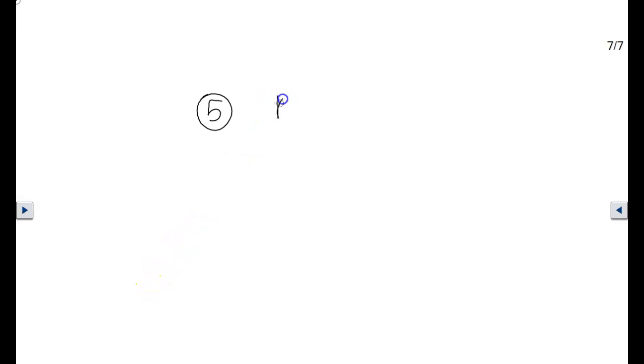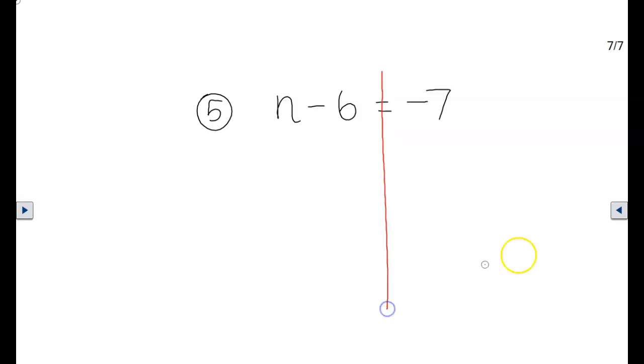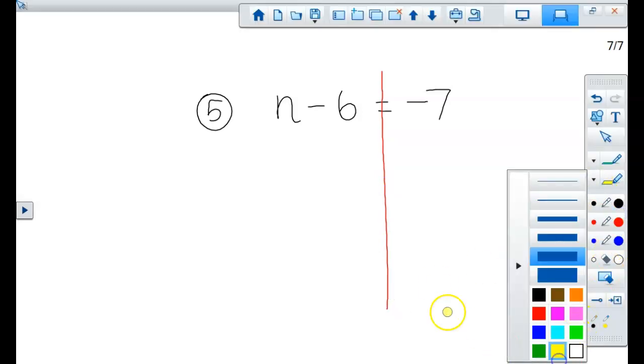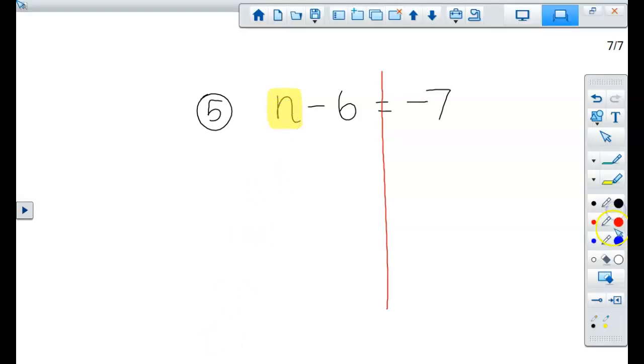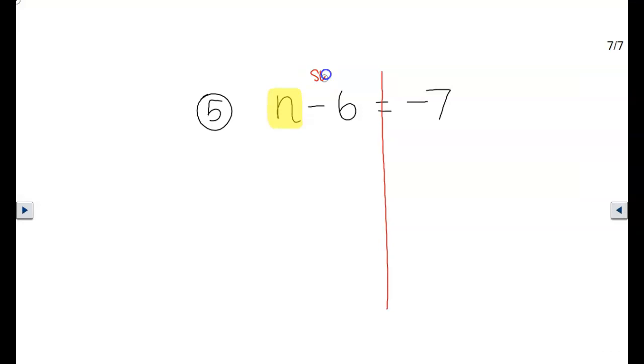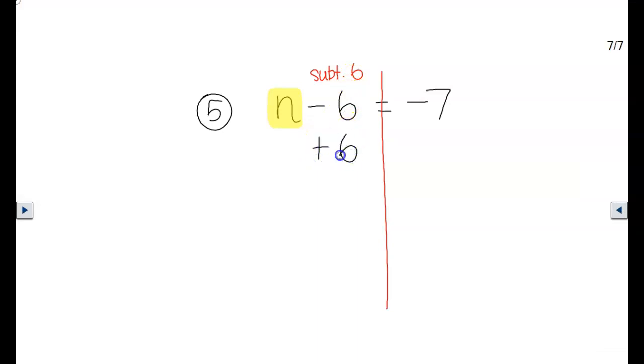All right, let's try n minus 6 equals negative 7. Draw your line through the equal sign. Remember, your goal is to get the variable, which in this case is n, by itself. So I need you to look at this equation and think about what is the one thing that's happening to n. What is the one thing this equation is doing to n? Well, it's taking the n and it's subtracting 6. So subtract 6 is what I have to undo. To undo subtracting, I would add. So instead of subtract 6, we're going to add 6.